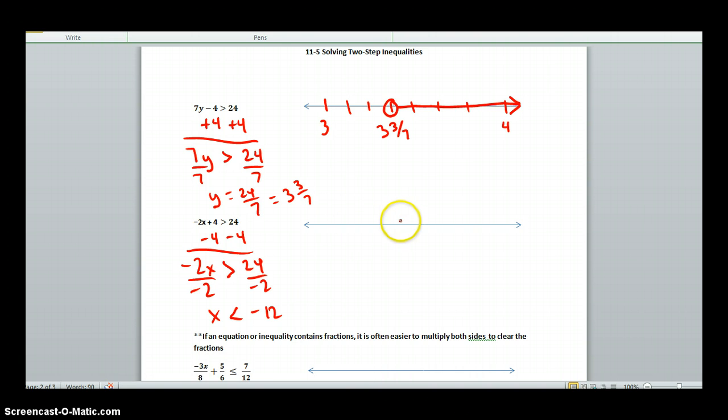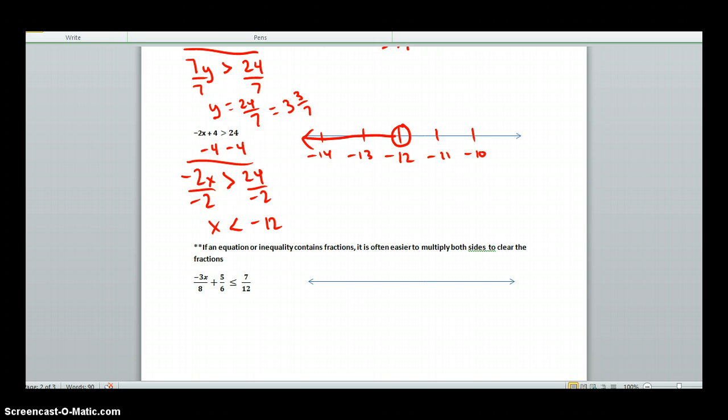So I'll make my number line. I'll put negative 12 here in the middle, and then I can do negative 11, negative 10, and on the other side we'll do negative 13, and negative 14. Since x is less than, not equal to, I'm going to do an open circle, but we want the x's that are less than negative 12, so that means it's going to go to the left.